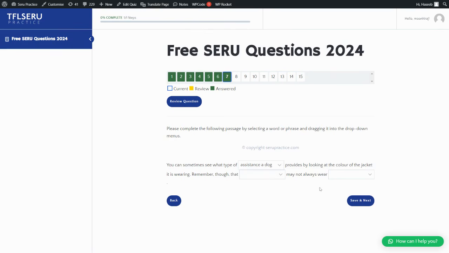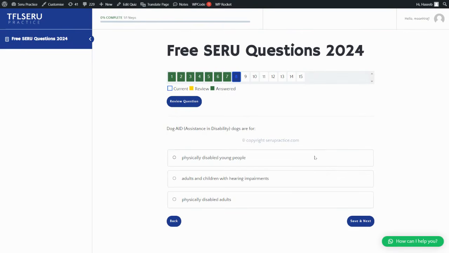assistance by looking at the color of the jacket it is wearing. Remember though that an assistance dog. Now you can see the trick here. The sentence is, remember though that an assistance dog. So here the word right after a or an starts with a vowel. Assistance starts with the letter A. Therefore, "a assistance dog" will be wrong. The correct option is: an assistance dog may not always wear a jacket. "An jacket" does not make sense. A jacket is the correct option.